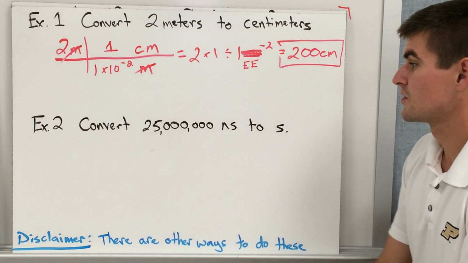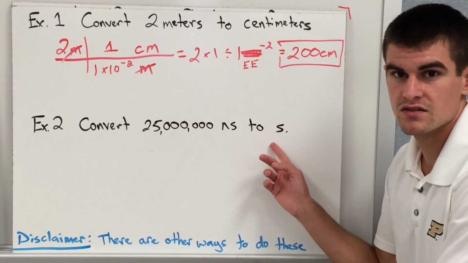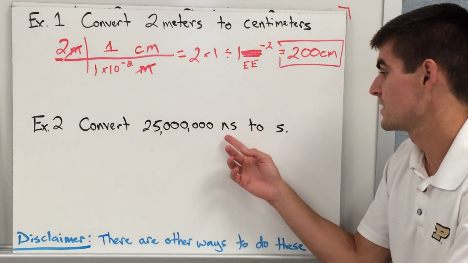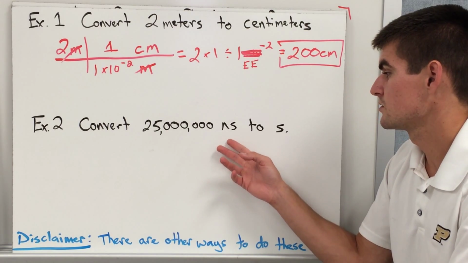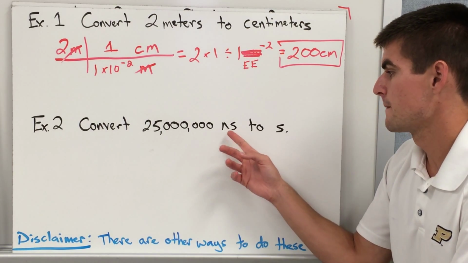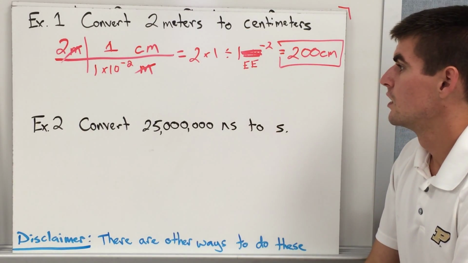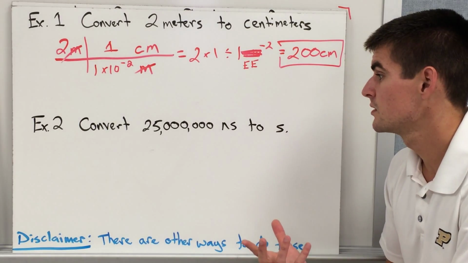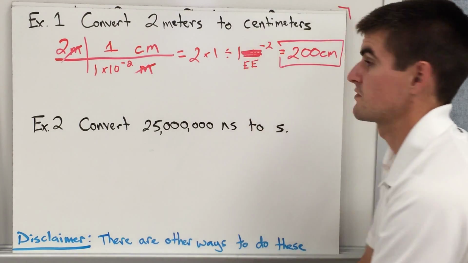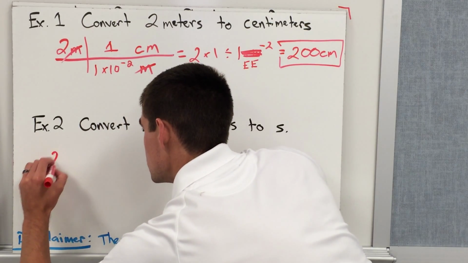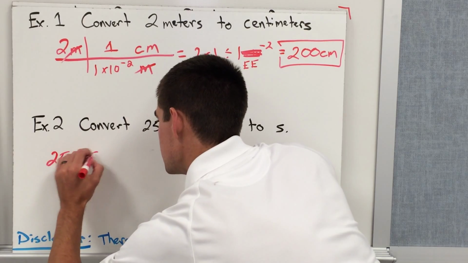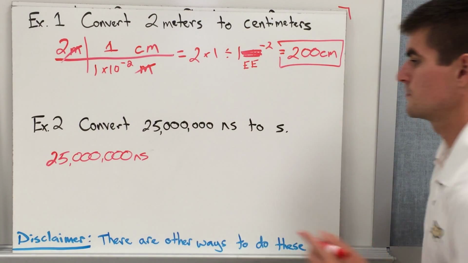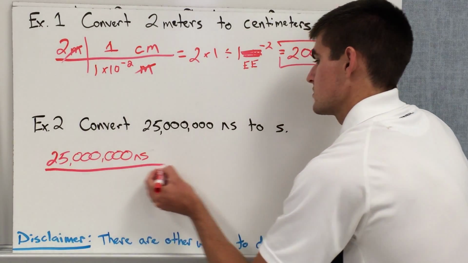Example 2, convert 25 million ns to s. Part of this may just be deciphering: what does that mean? ns is nano, s is for second. So look at those base units, and the lowercase n is for nano. I see a prefix and something without a prefix, so I know this is only going to be one step. Now I just have to set up my train tracks. 25 million with a label nanoseconds. Draw my train tracks.